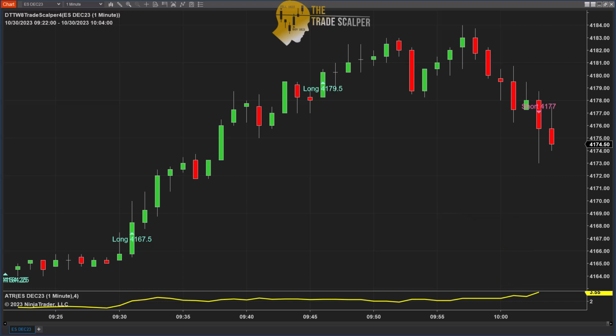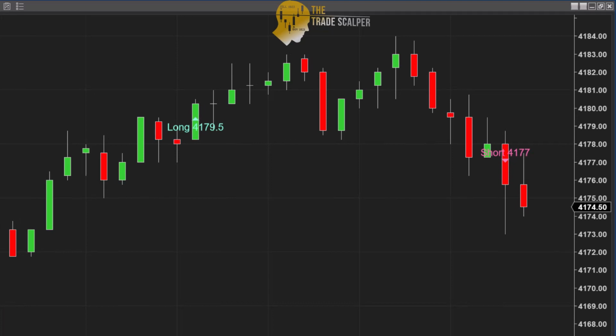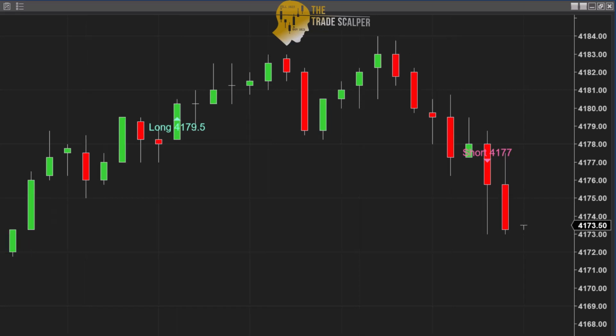That entails, if you're short on this signal, that your target should be about 3 points, 3.25 points. It's relative. The slower the market is, the smaller the targets. The more volatile, the faster the market is, take a larger target. And the same thing goes with the stops.